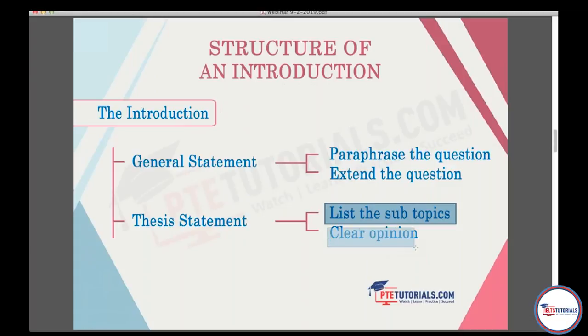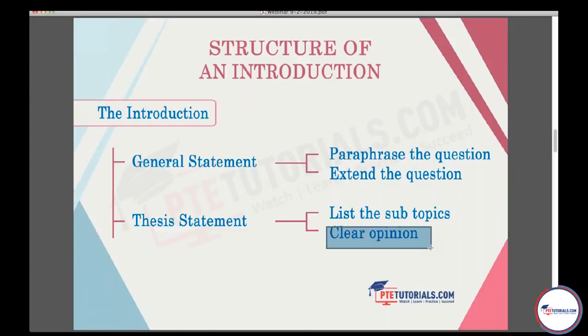What is here? You have to give your clear opinion here. What is your opinion then? What do you want to support? If that is an opinion based question, then you have to give your opinion either on public transport or building more roads. If that is agree and advantages and disadvantages, in my opinion, I am going to discuss the positive side of public transport and bring the adverse side of public transport. So your opinion should be given very clearly in the introduction part.